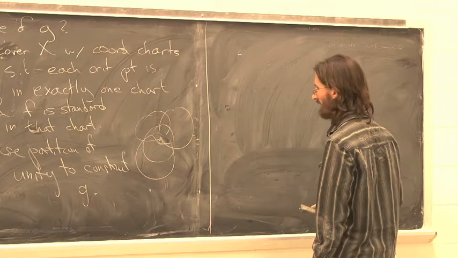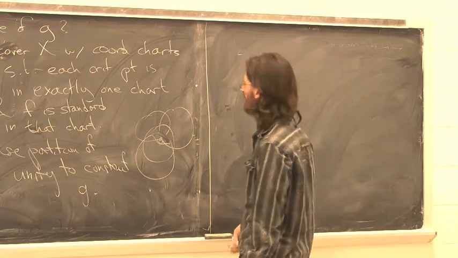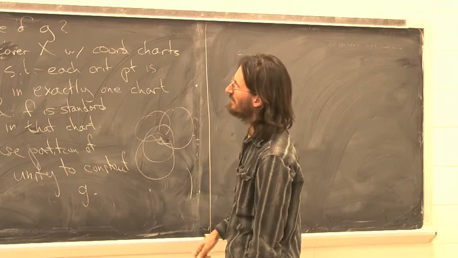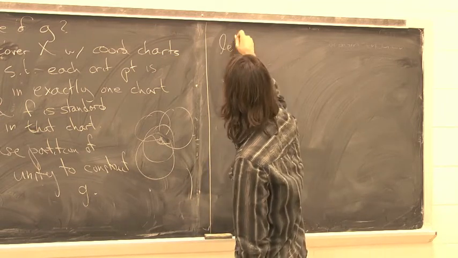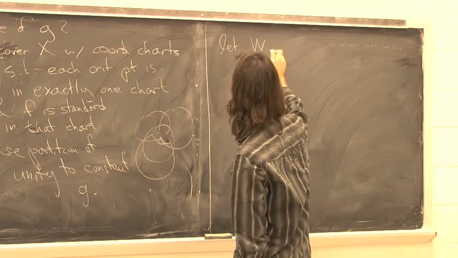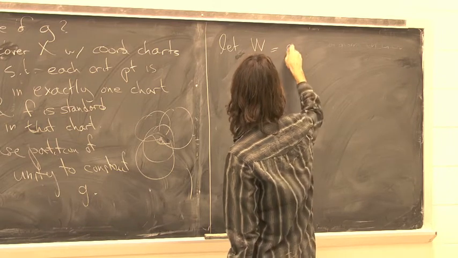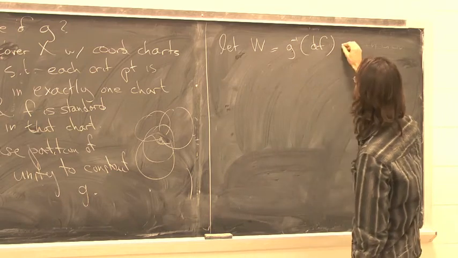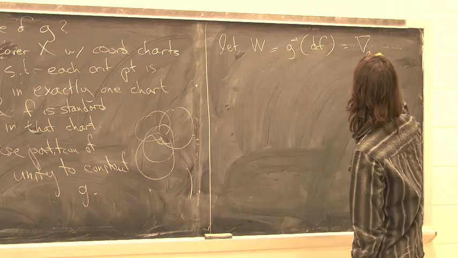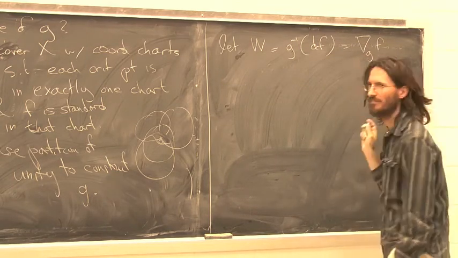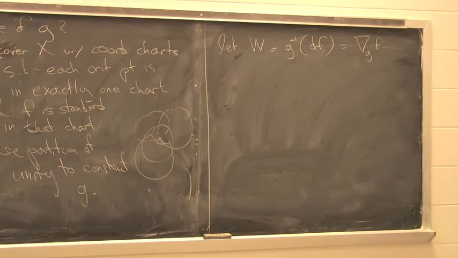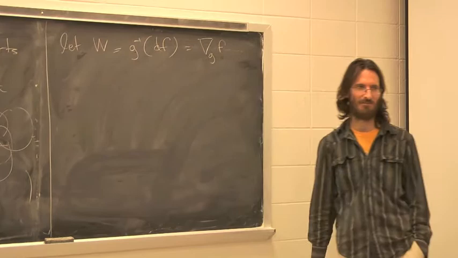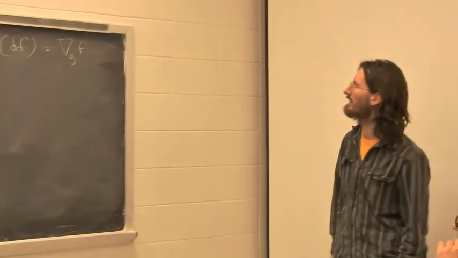So what do I want to do with that? Once I get this, now let W equal G inverse of df. Sometimes this is written grad sub G of f. This is the definition of this symbol: the gradient of f with respect to the metric G.